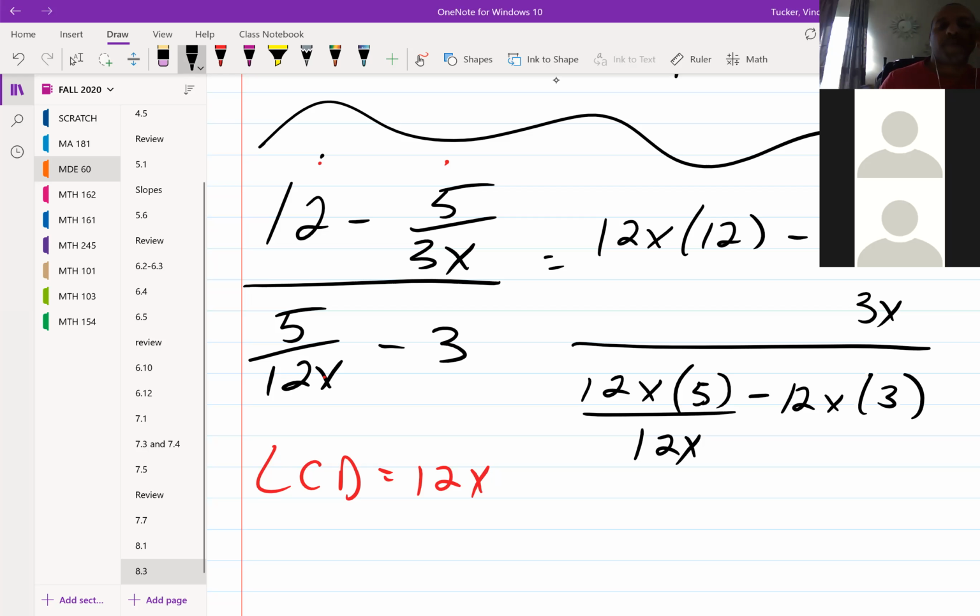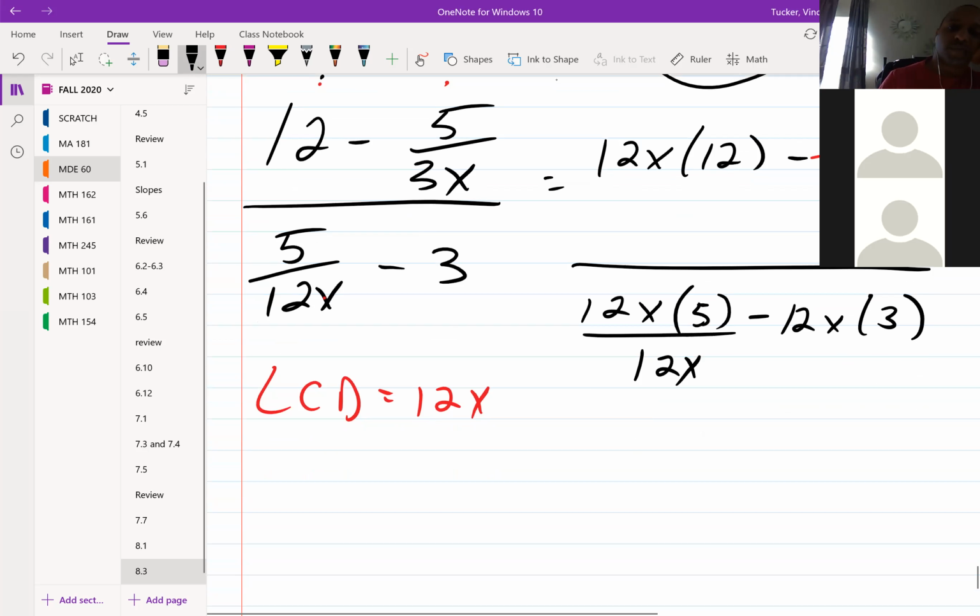So that's what should happen. Hold on, I got a little lost. So 12x divided by 3x leaves 4x. No, 12x divided by 3x leaves 4, not 4x, because the x cancels out as well.